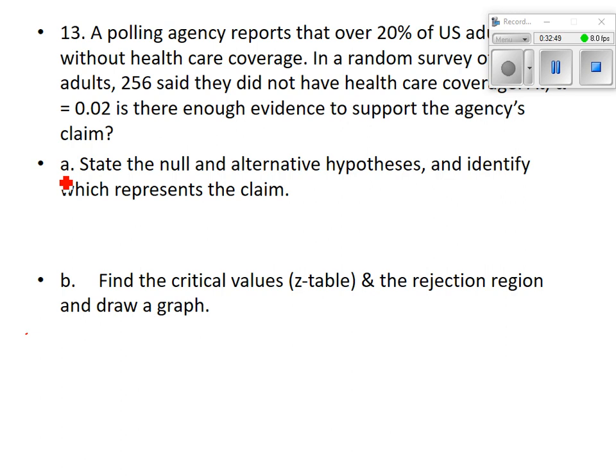So first thing with this one, the first thing we gotta do is we have to find P hat. And to find P hat, we take how many said yes out of the total of our sample. How many said that they don't have health care? 256. Out of a total of how many did they have? 1,420. Somebody divide that for us, tell us the decimal. You go out 2 decimal places. 0.18. So 0.18.